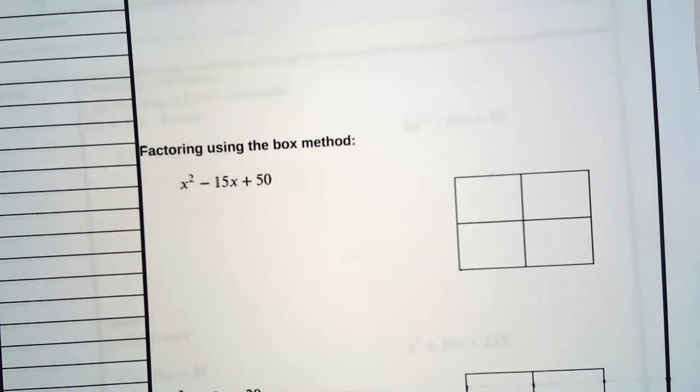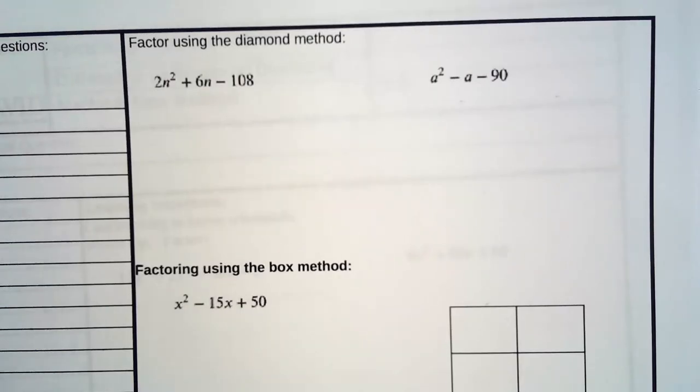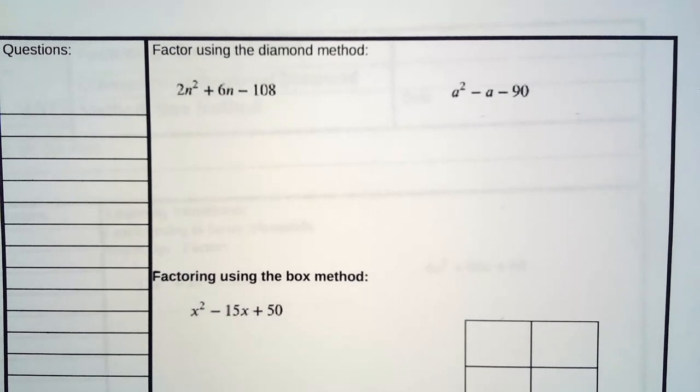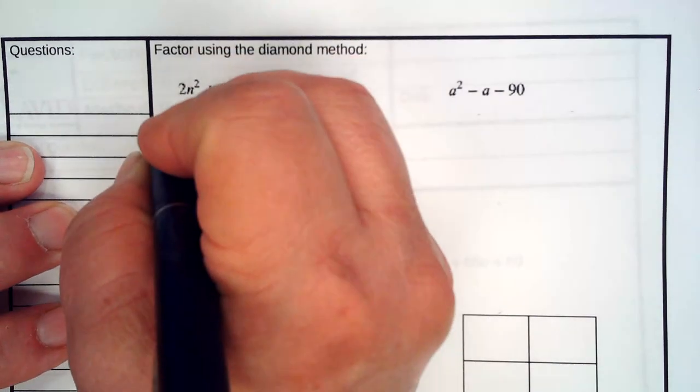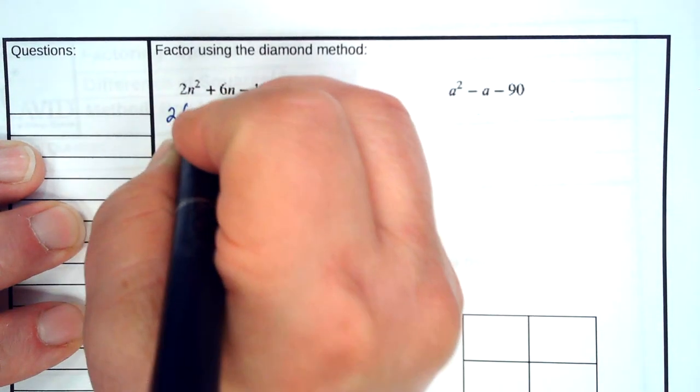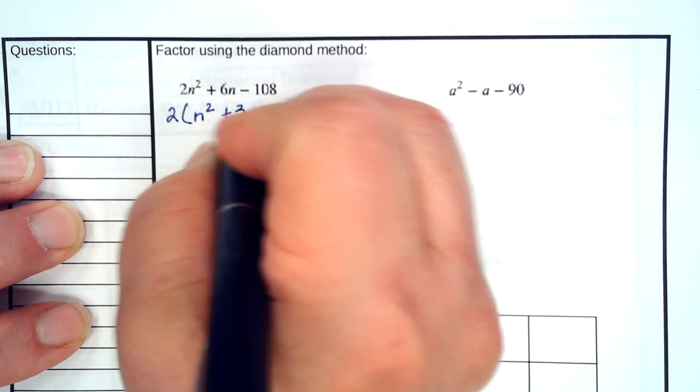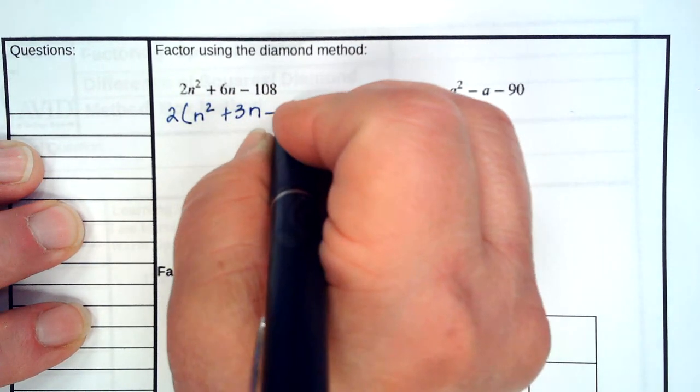Okay, so we're going to factor using the diamond method. Step 1, do you have a greatest common factor? Well, I do believe I can factor 2 out of all of this. That'll be n squared plus 3n minus 54.